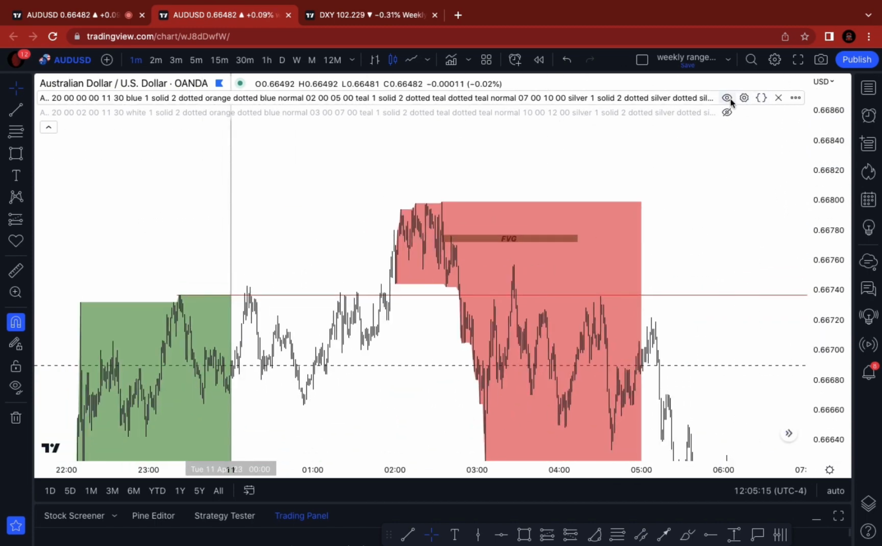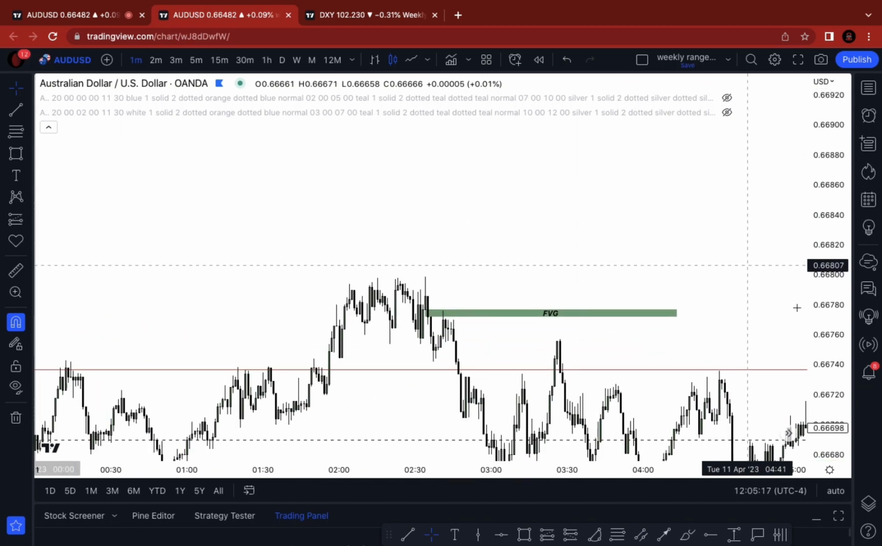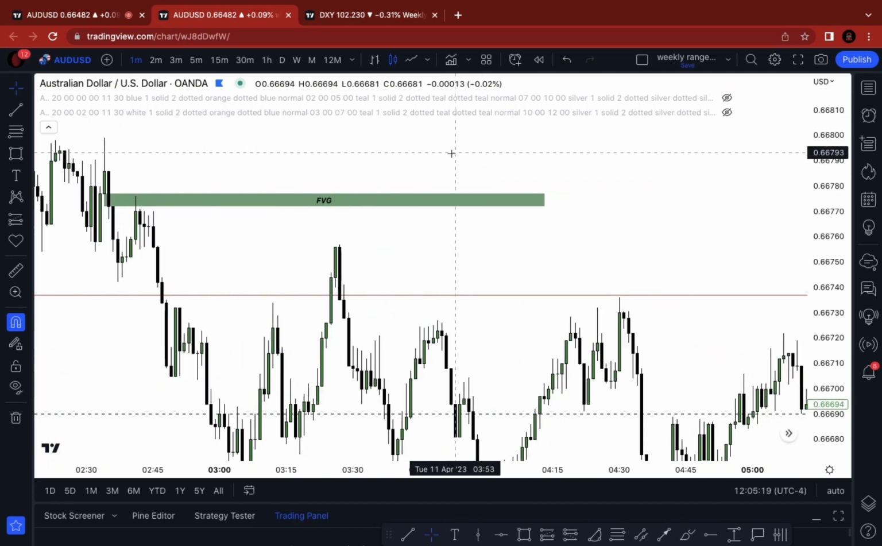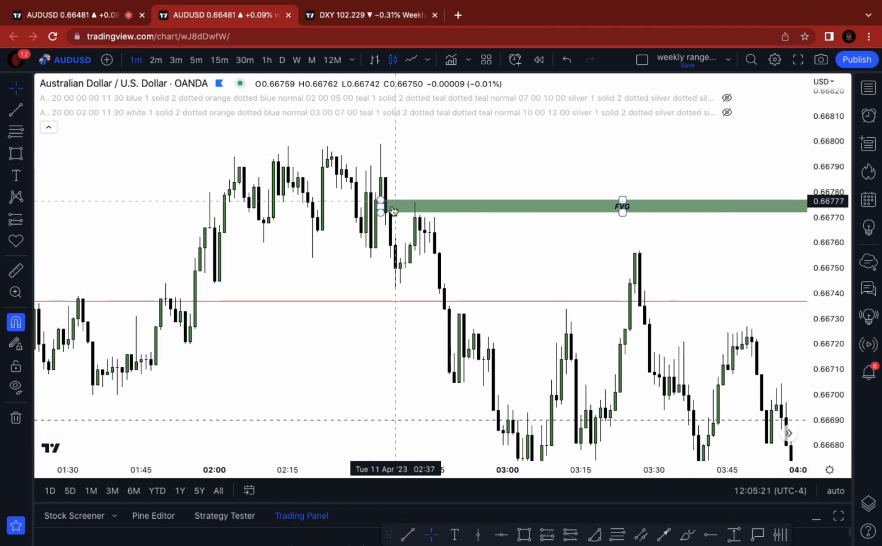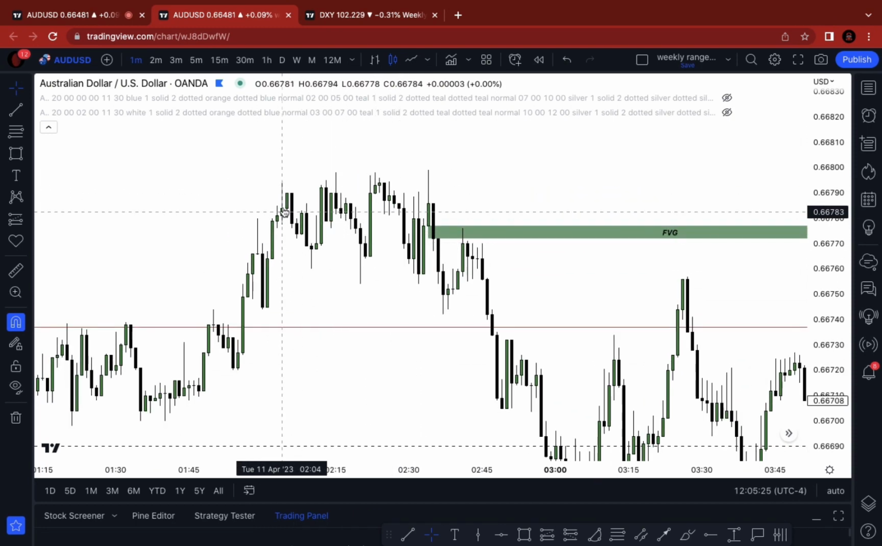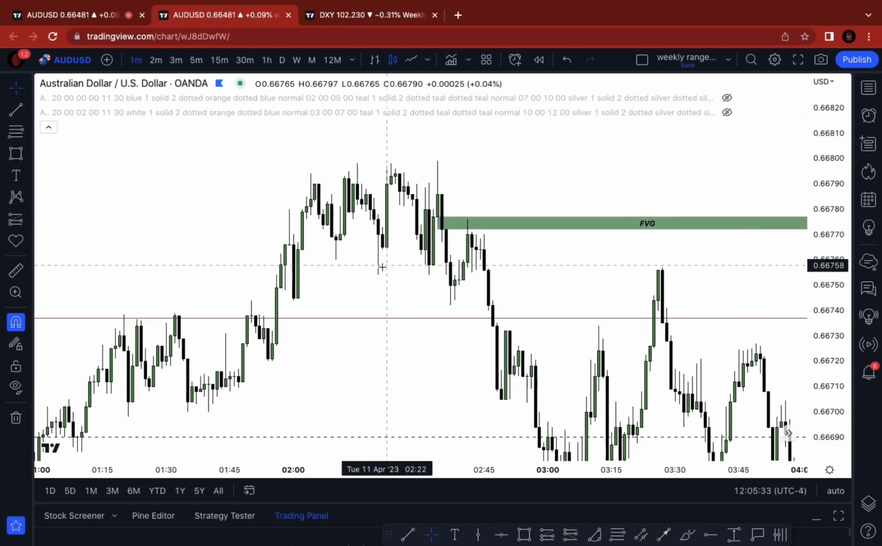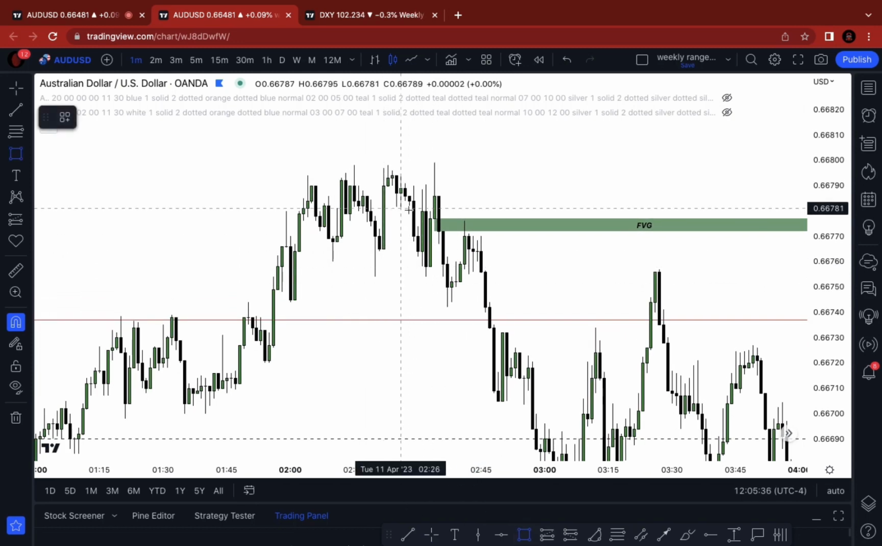I'll take this off. You get this fair value gap to the downside here. You also have one here. You also have one here. So you have many opportunities to go in the marketplace short. I'll just mark them off briefly so you guys can see. That was one there. There was another one here.